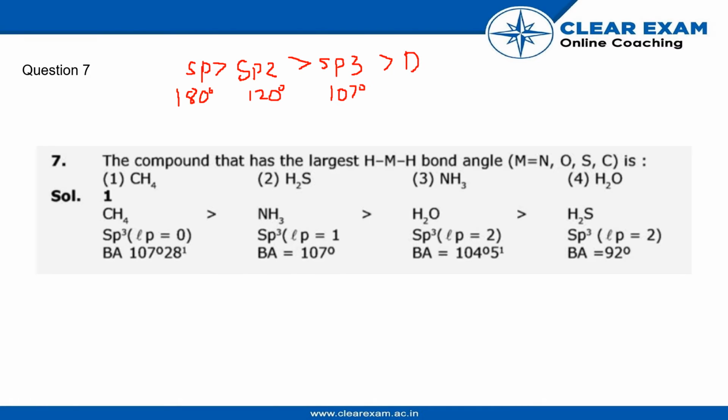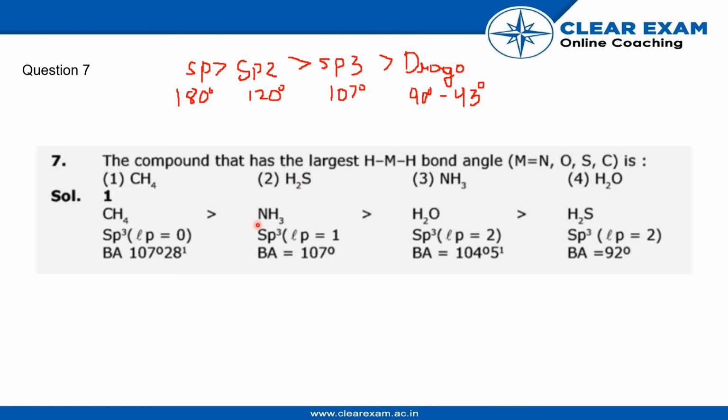Then come Drago compounds. Drago compounds have close to 90 degrees of bond angle between them, 90 to 93. So now let's move to the question. We will check the hybridization between the following atoms. In this case, CH4, H2S, NH3 and H2O all have sp3 hybridization.